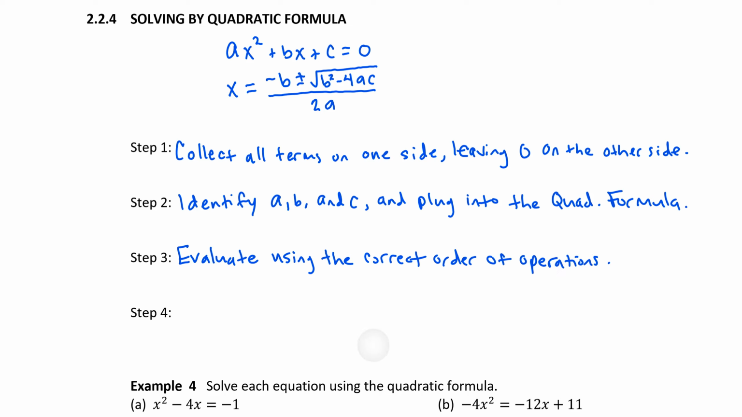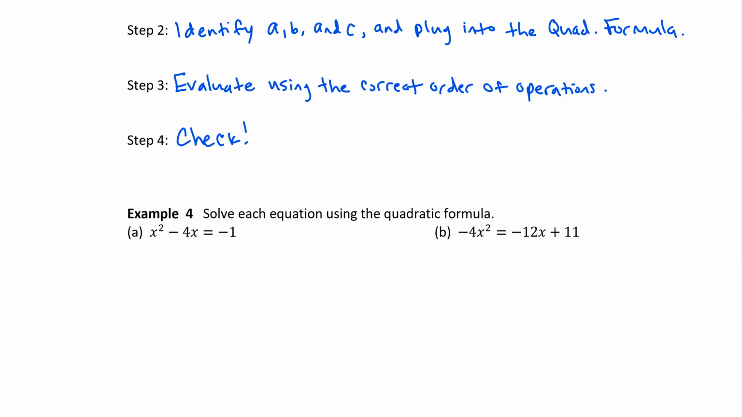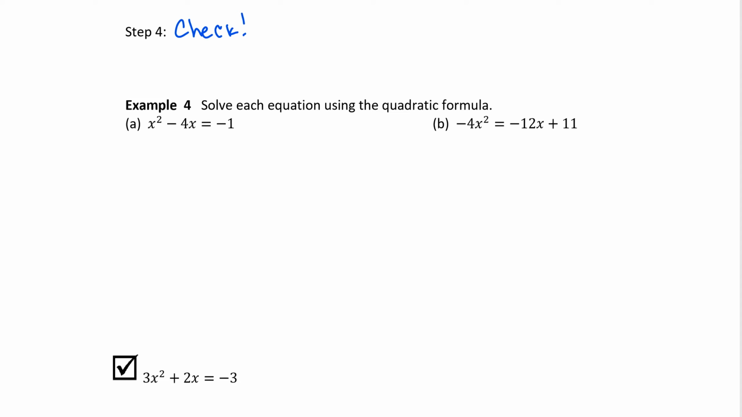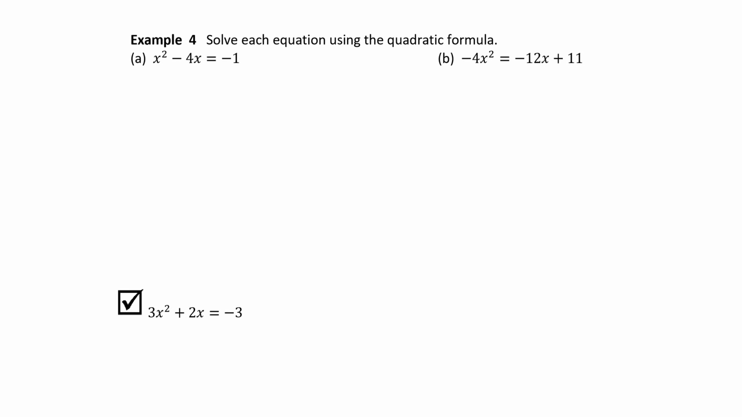And step four is always the same. What are we going to do last? Last, we are going to check. Check by substitution, and that can be as simple as using our calculator. So this is a simple method. It's dependent on our ability to do arithmetic, which is not algebra, so many of you may enjoy this method.